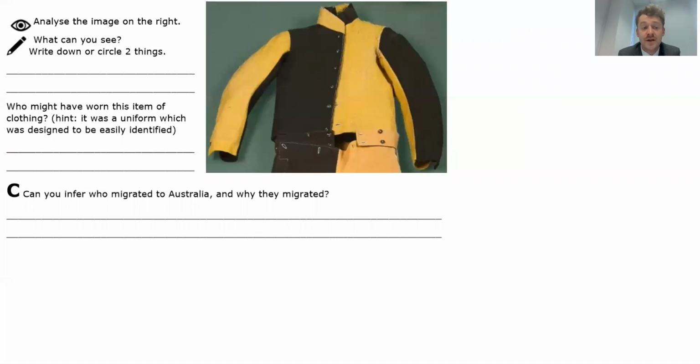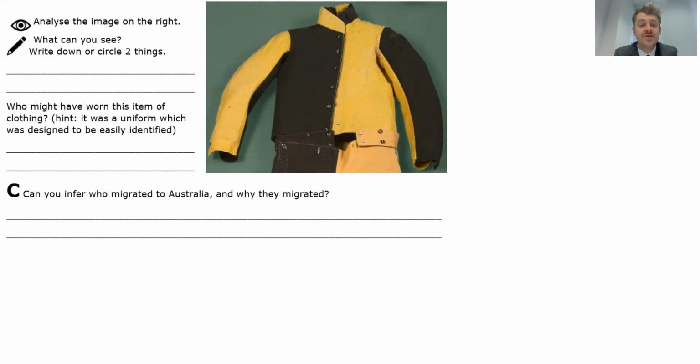So you are writing what you can see. You are thinking, who would have worn this clothing? And what can you infer about who migrated to Australia and why they might have done? So if you pause the video now, and I will go through it when you unpause it.